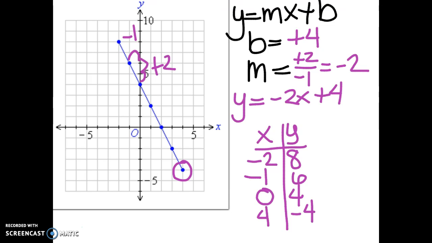Let's see if my work is correct. So I'm going to put in the x terms here for x, multiply by -2, add 4 to see if we get y. Let's see if it works. -2 times -2 is +4. +4 plus 4 is 8. Good job, that checked out. -2 times -1 is +2. +2 plus 4 is 6. That checked out.